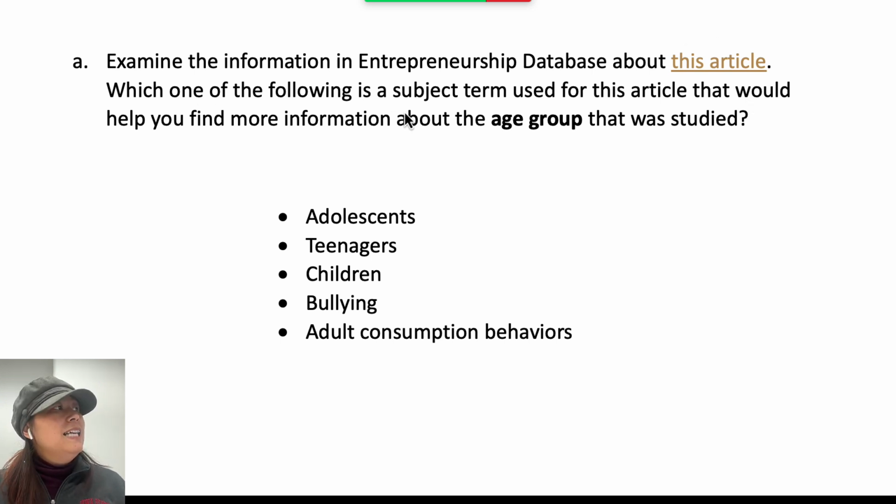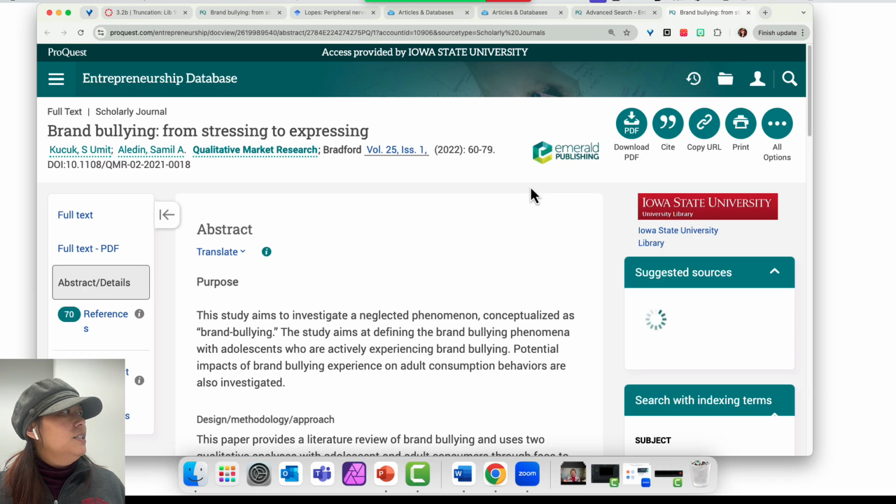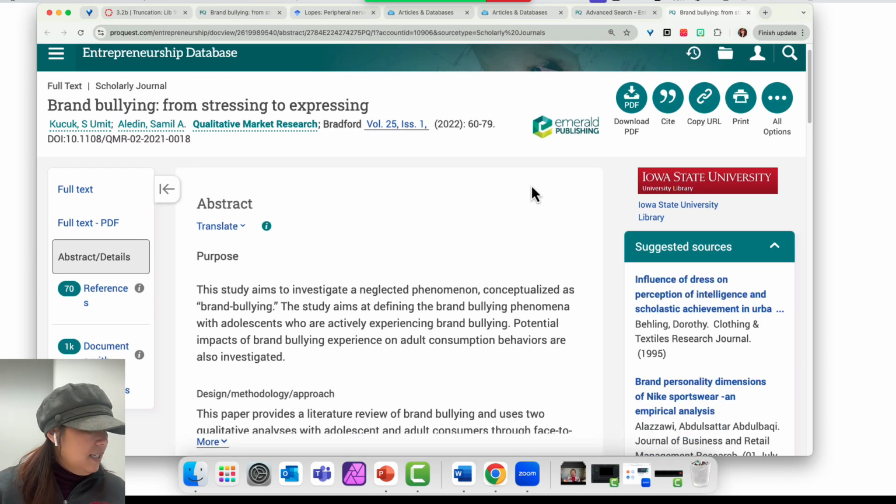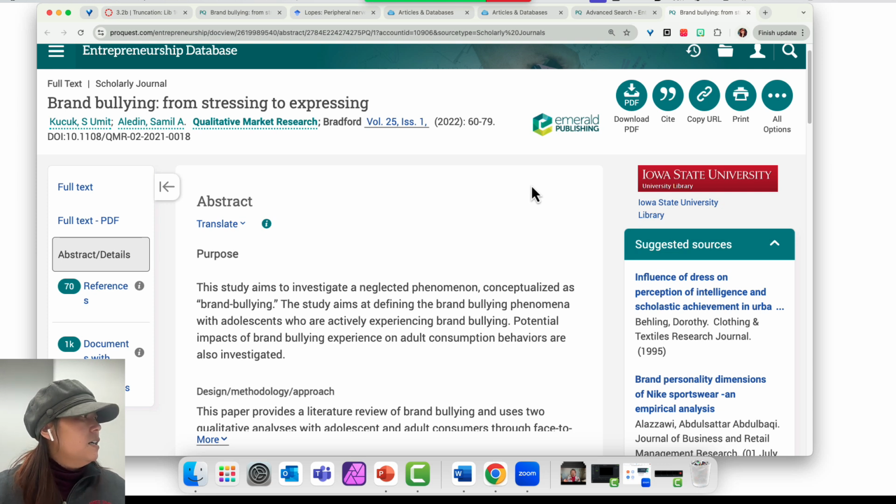All right, next. Examine the information in the entrepreneurship database about this article. Which one of the following is a subject term used for this article that would help you find more information about the age group that was studied? This is just like one of your quiz questions. I'm going to go to this article. Here's the article.